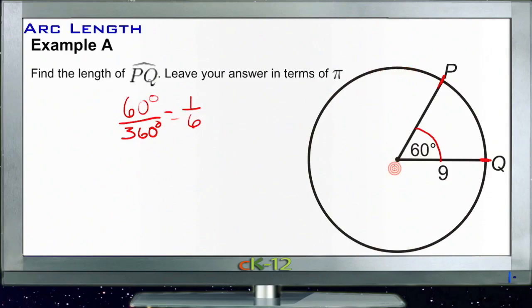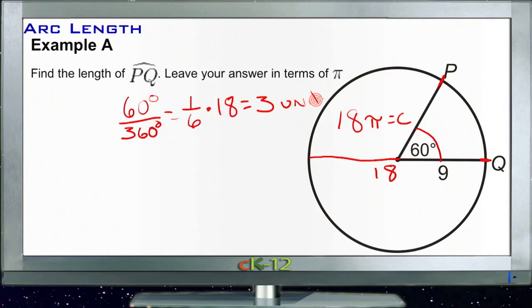So now we just need to find that circumference. We know that the radius of the circle is 9 units, so the diameter then would be 18 units. So our circumference then would be 18 pi units. And if we have 1/6 of that, we have 1/6 of 18, or 3 pi units. And that's it. Let's take a look at example B.